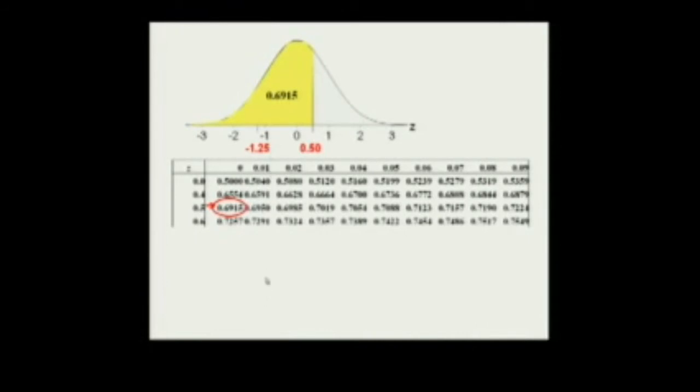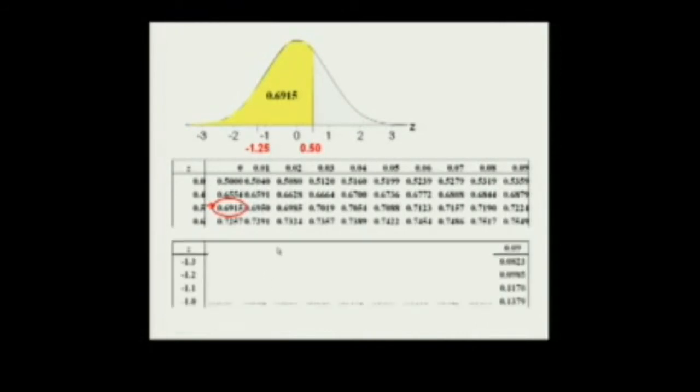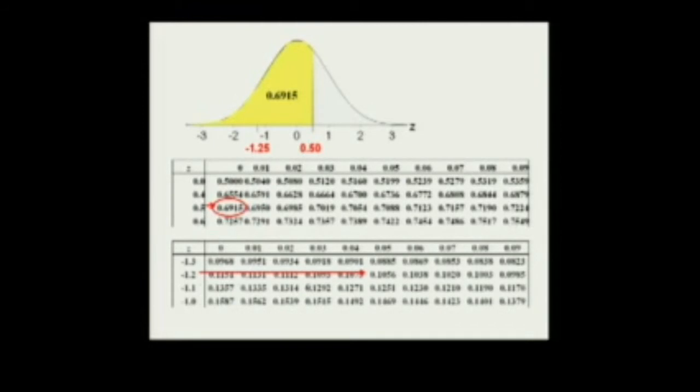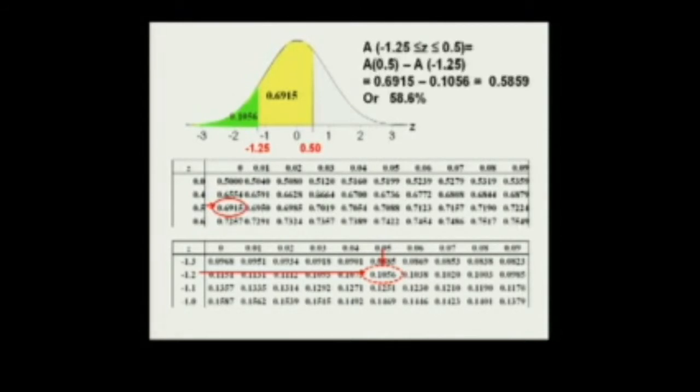And at minus 1.25 we can go to the minus value table, which is 1.25, and that will give us an area of 0.1056, which is the small area here. And if we subtract the small area from the big area, that will give us the area desired.